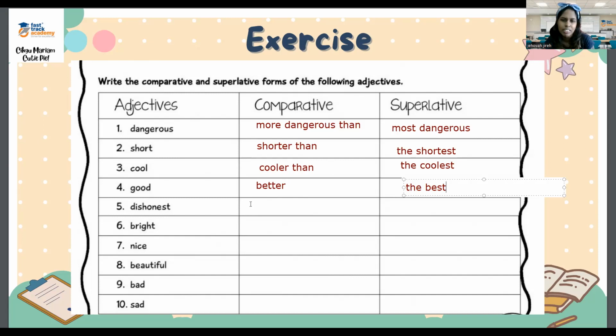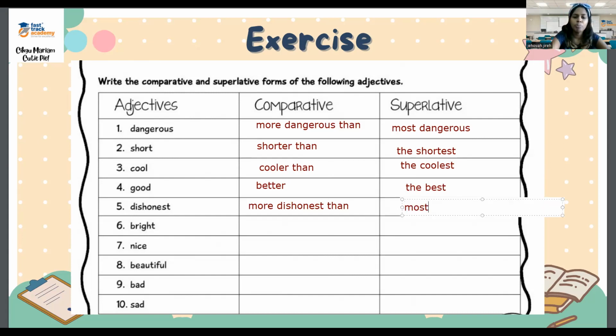How about number 5? Do you say dishonester, dishonestest? Okay, no, you say more dishonest than, when you want to compare two. And what is the superlative? Most dishonest. Right? Okay. How about number 6? What do you say, number 6? Bright. You say brighter.